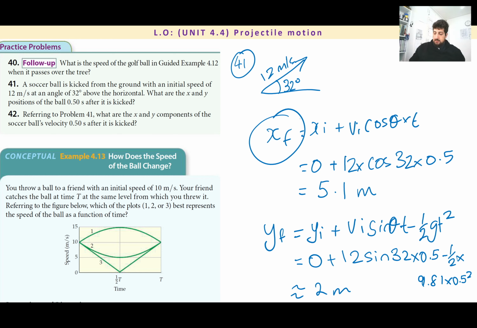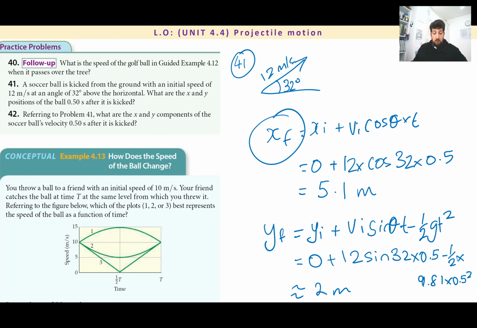Okay, so that's that. Let's look at question 42. Referring to problem 41, what is the x and y component for the soccer ball's velocity 0.5 seconds after it was kicked? We did work it out. We worked it out the other way around. So please, if you're not sure, go back and watch the video. But basically, we've worked it out.